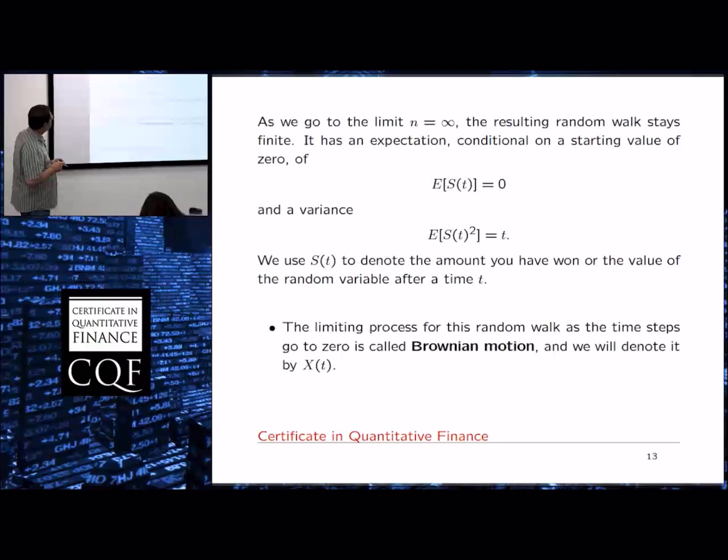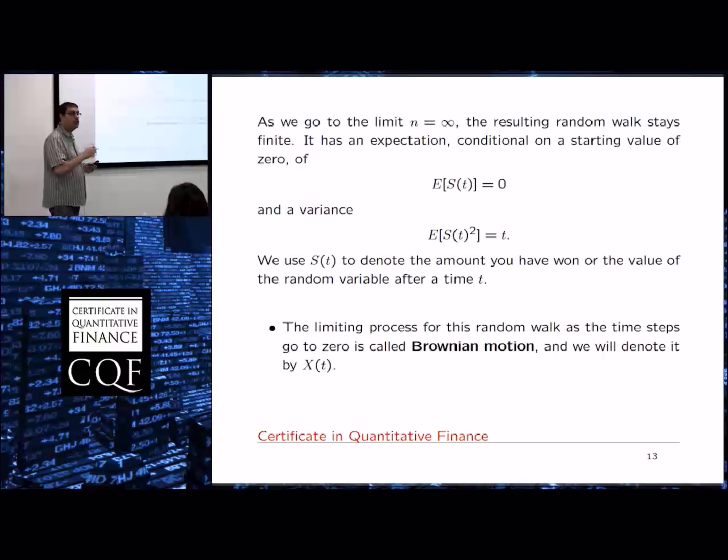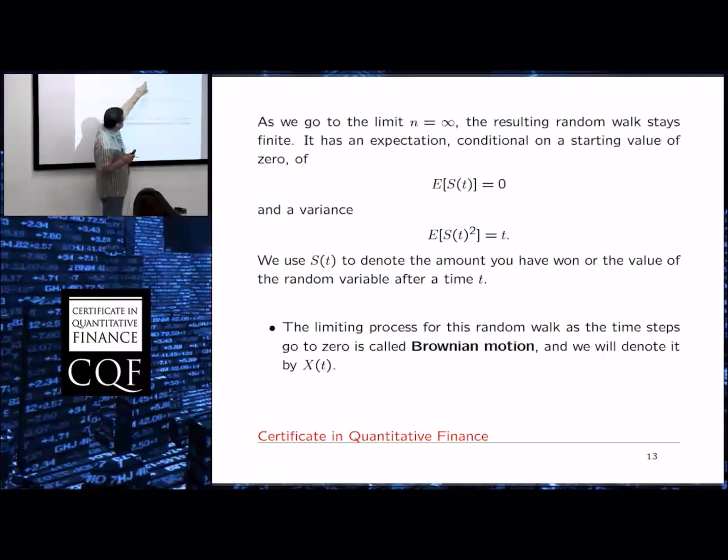As we go to the limit n tends to infinity, the resulting random walk stays finite. We're guaranteed that because of t. And it has an expectation conditional on a starting value of 0, which was a very important, basic rule of our game. First of all, the expected value of S_t is 0.